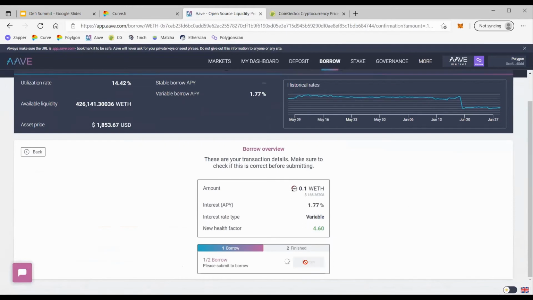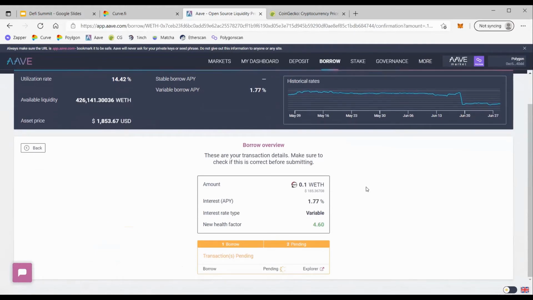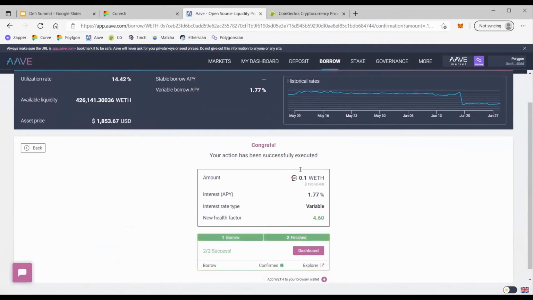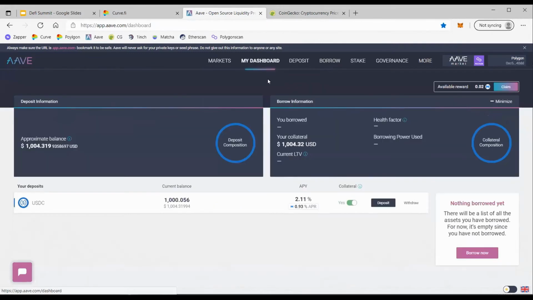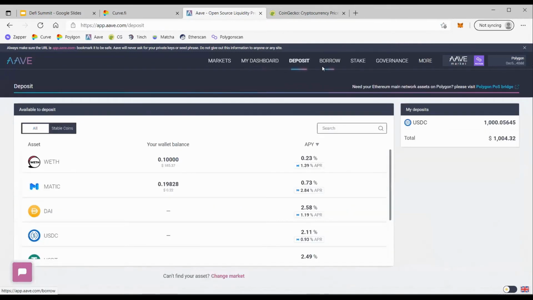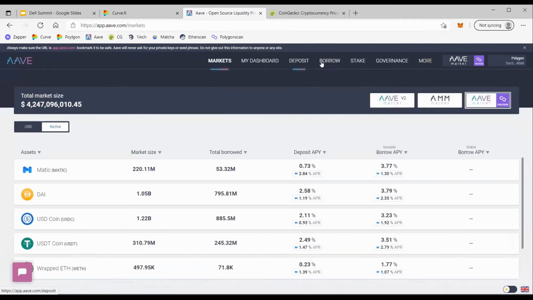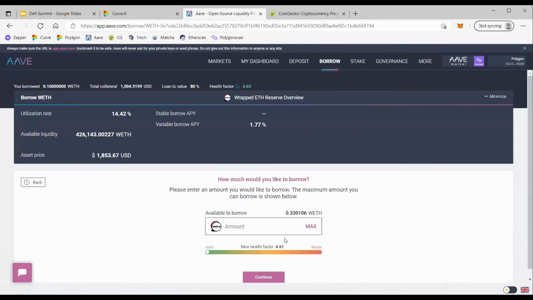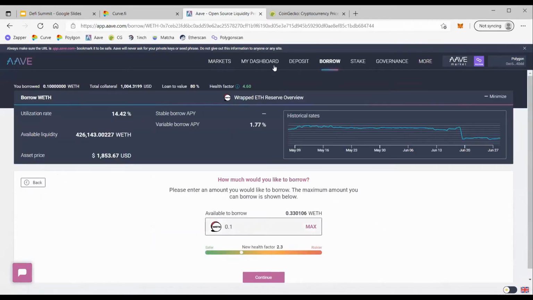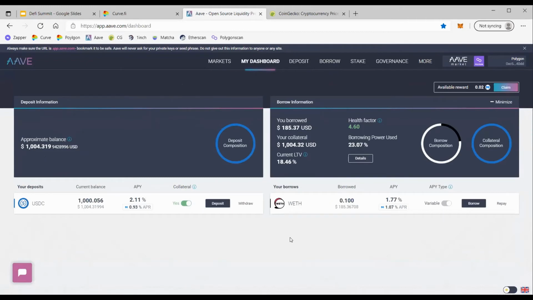Let's see here. See what the issue is here. So I'm just going through the example of putting in $1,000 of USDC and then borrowing 0.1 ETH. And if you actually see my dashboard, oops, one second here. You can actually see that it's updated.